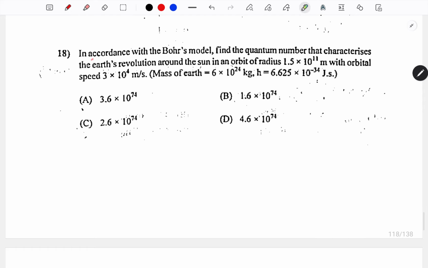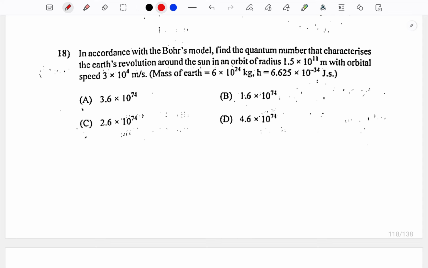Moving further, in accordance with Bohr's model, find the quantum number that characterizes the Earth's revolution around the Sun in the orbit of radius 1.5 into 10 to the power 11 meter with orbital speed of 3 into 10 to the power 4 meter per second. The mass of Earth and h are given.